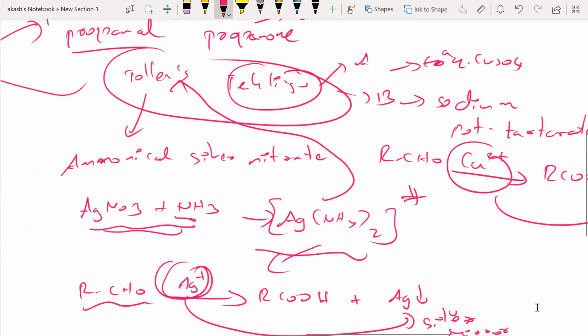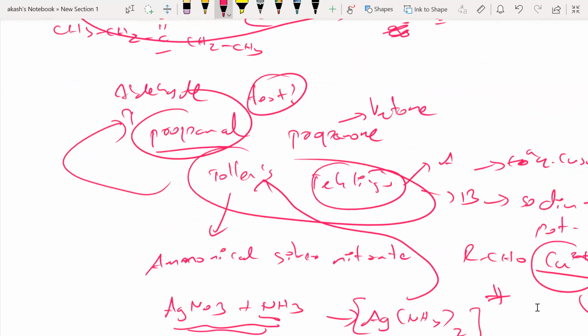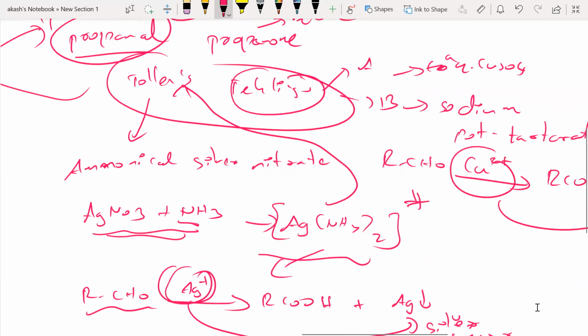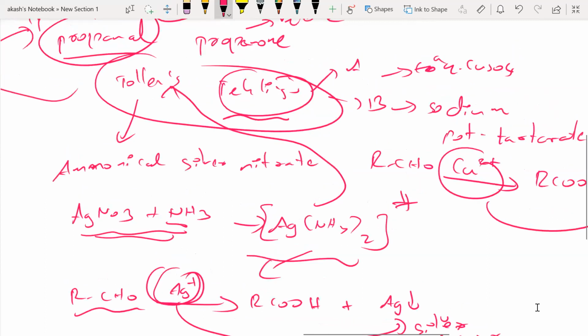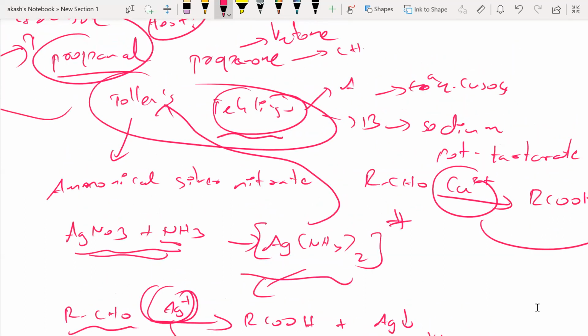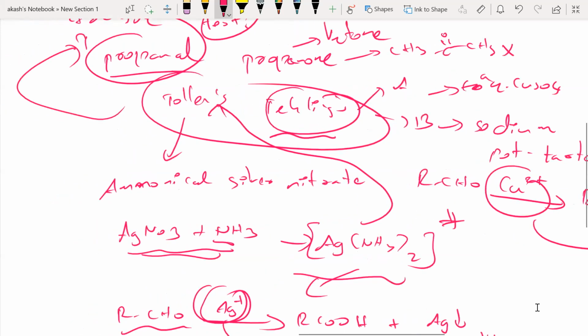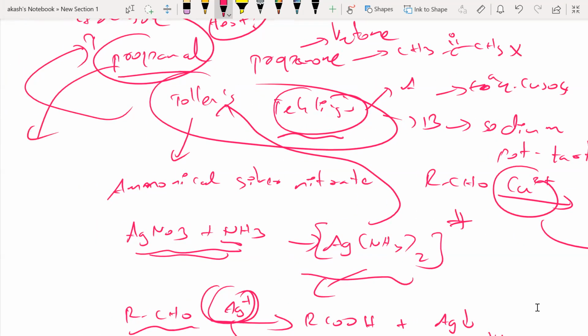Okay, you have to take propanal and write. If you choose Tollens, you have to write the Tollens reaction. If you choose Fehling's, you have to write the Fehling's reaction. Just mentioning Tollens or Fehling's will not fetch you the full marks. Obviously, propanone is going to be a ketone. What is the structure of propanone? CH3, C double bond O, CH3. It is not going to give the test, whereas propanal, that is CH3CH2CHO, will give Tollens and Fehling's test.